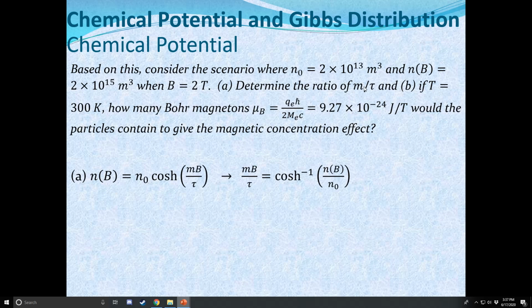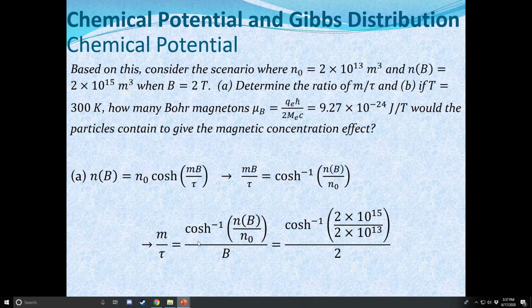because they want the ratio of m over tau, which would be fairly hard to actually derive and analyze from the first form of the equation. In this form, it's a lot easier. We're looking for this ratio, so we just divide the n0 over and do inverse cosine of both sides, just like we would if we were trying to find the angle based off of length, width, and hypotenuse of a right triangle.